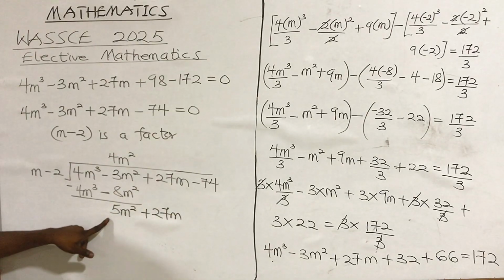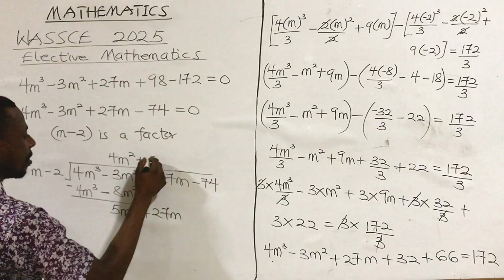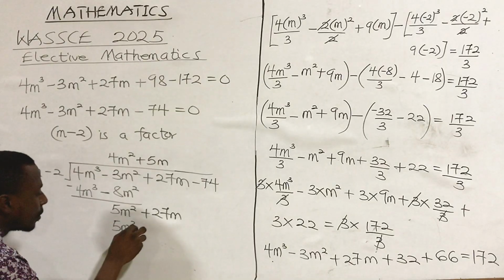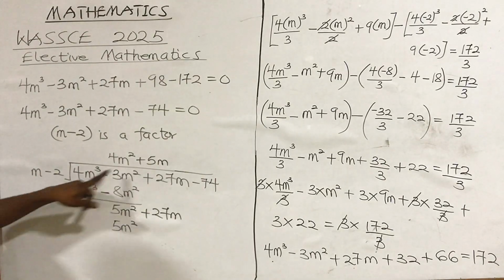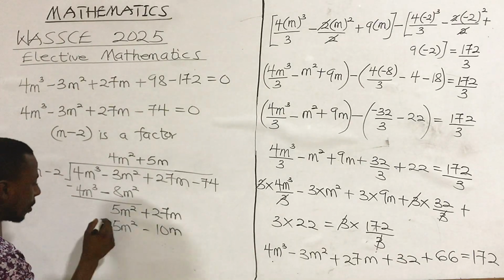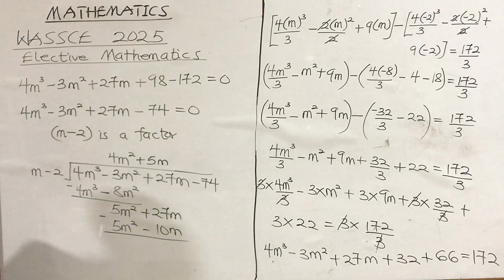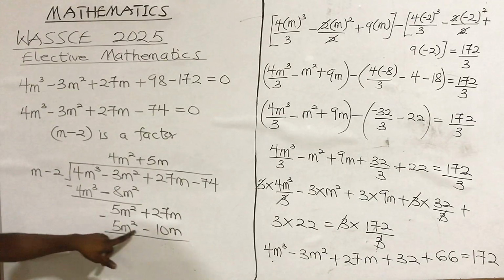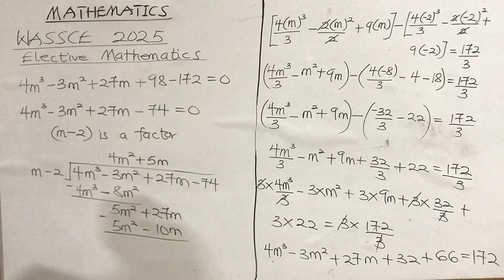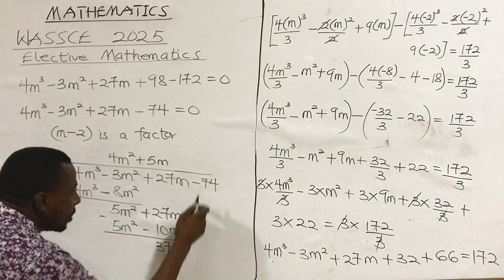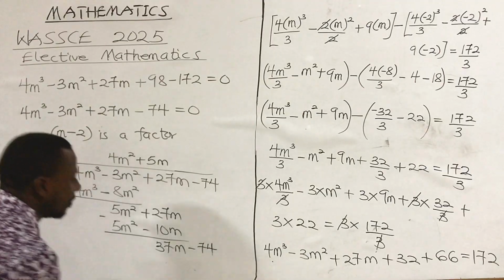This m will divide the 5m squared, we have positive 5m. M times 5m, we have 5m squared. Negative 2 times 5m, we have negative 10m. We are still taking the difference. So here we have 27m minus 10m, so we have 37m. Then we drop minus 74.